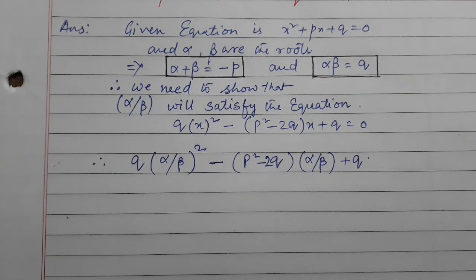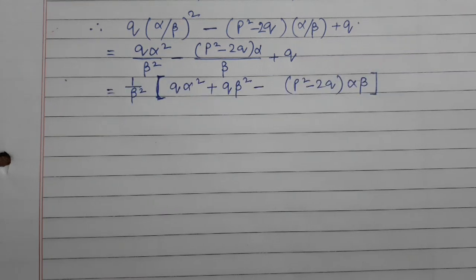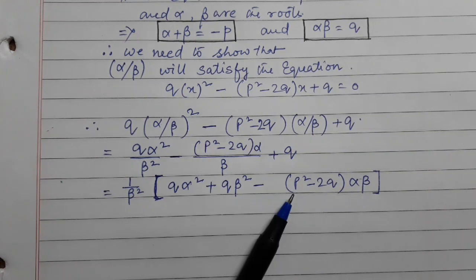Now for that, let us take this expression where all the x are replaced by alpha by beta, and we will show that the value of this expression will give 0. So let me write the expression properly first. Now from this expression we can take 1 by beta square common.